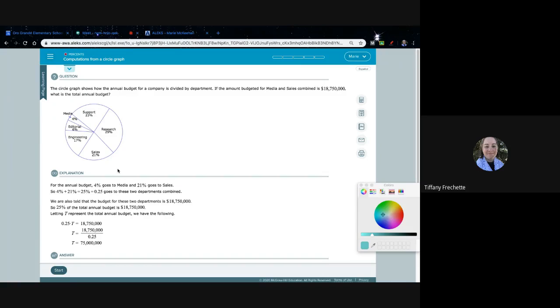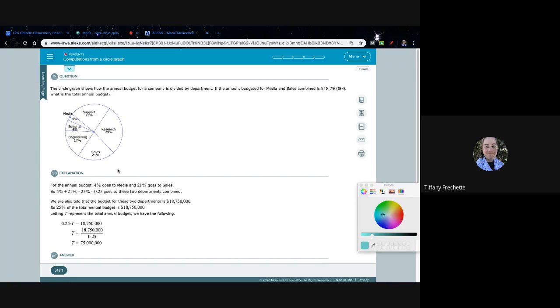Computations from a circle graph. All right, the circle graph shows how the annual budget for a company is divided by department. If the amount budgeted for media and sales combined is $18,750,000, what is the total annual budget?